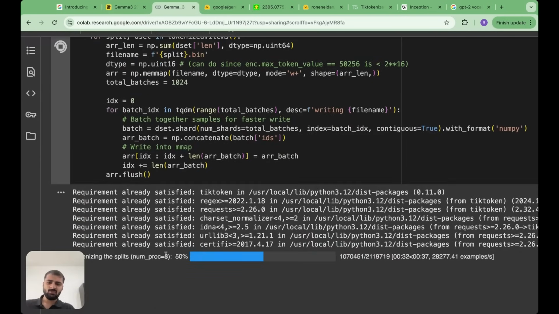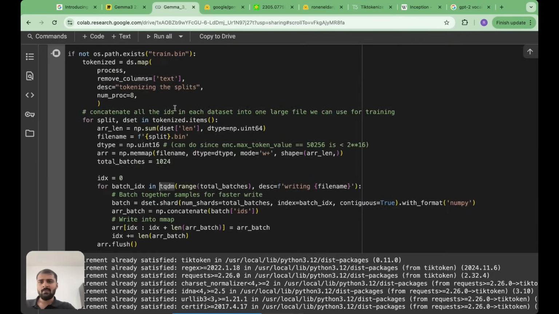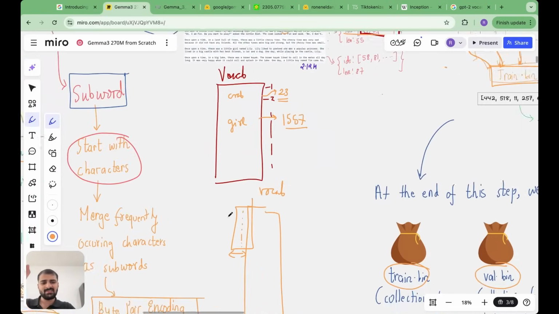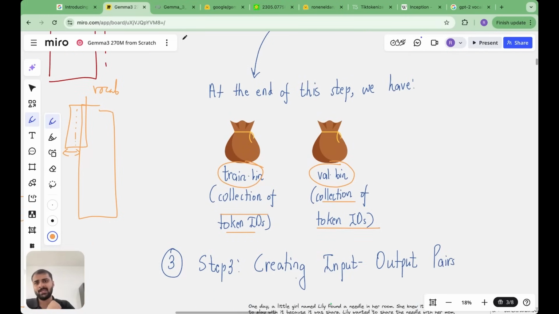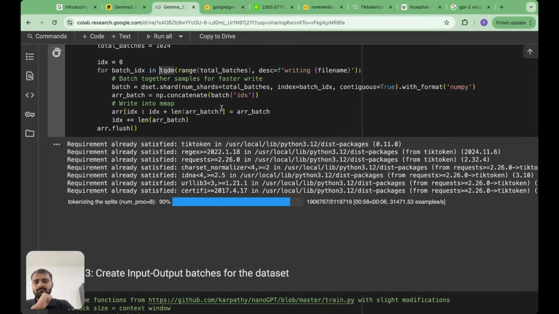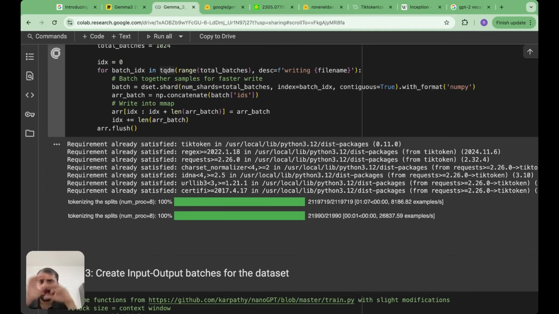After this is done, the writing process will begin where we have these 1024 batches. Each batch will be written and that file will be stored. Train.bin will be stored and validation.bin will be stored. Remember, after this step, we'll just have two bags like this: one train.bin, the collection of training token IDs, and one val.bin, the collection of validation token IDs. So now the split tokenization is happening, and yeah, it's fully finished. So until this point, the stories are converted to token IDs.